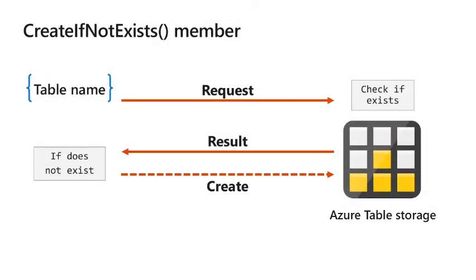It doesn't exist, so create it. With the CreateIfNotExists member, you send a table name and check if it exists. If it does not exist, you say create it. The CloudTable class has a special helper method, CreateIfNotExists, that will check the existence of a table with the name and properties that you specify. If the table doesn't already exist, it will create the table on your behalf.